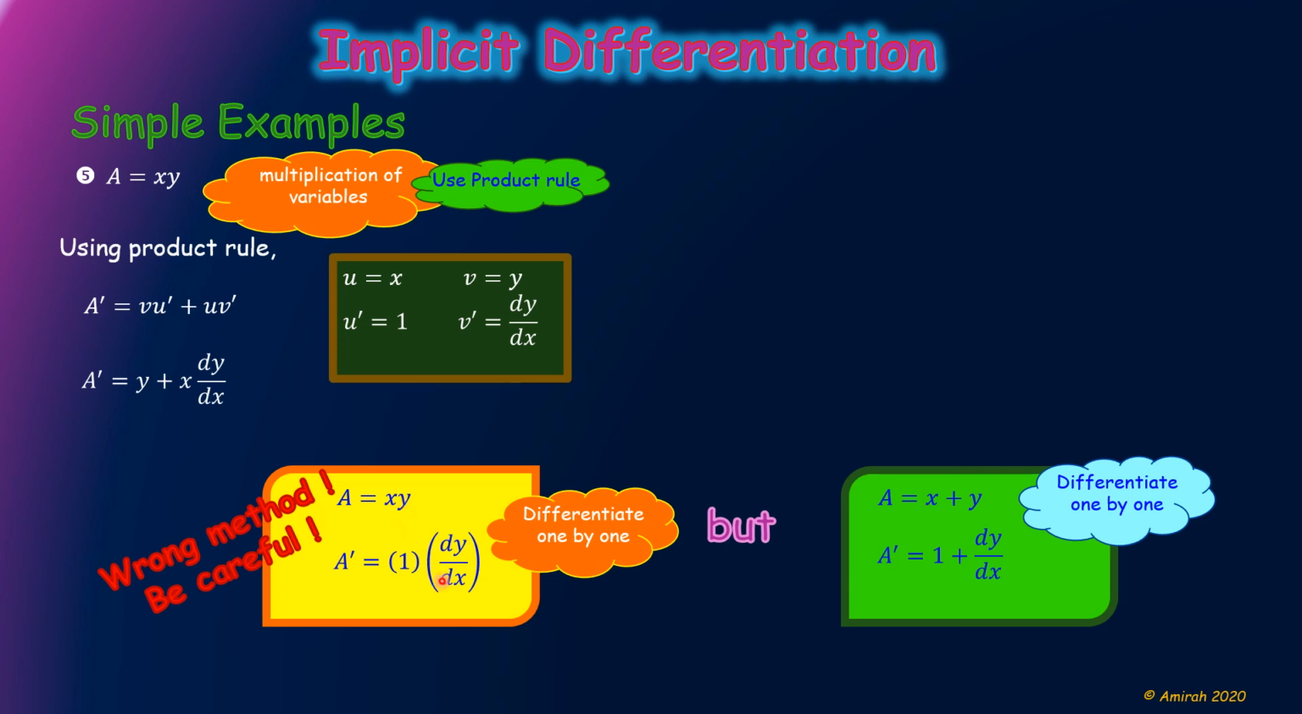If we have multiplication of variables, variable times variable, we need to use the product rule. This is correct: when we have plus in between, we can differentiate one by one. This one is wrong: if we have a multiplication operation in between, we cannot differentiate one by one. And this is correct: when we have multiplication between variables, x is a variable and y is also a variable, so we need to use the product rule.